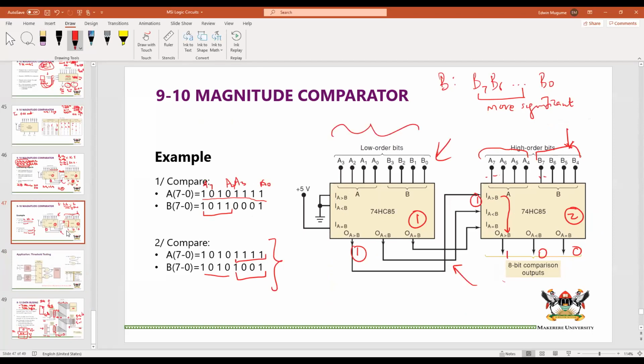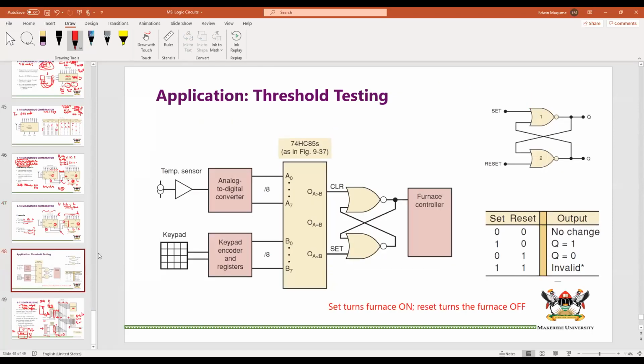This is the magnitude comparator. And so this is an application of a magnitude comparator, something that I've called threshold testing. Sometimes you want to compare two values to determine what to do. So you might be monitoring temperature and you know your threshold temperature. Let's say my threshold temperature is 20 degrees.